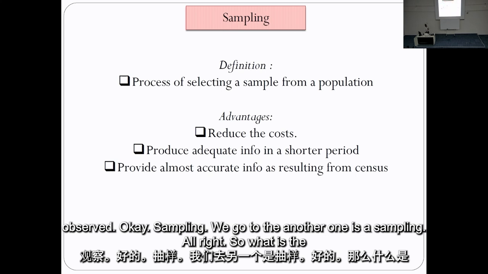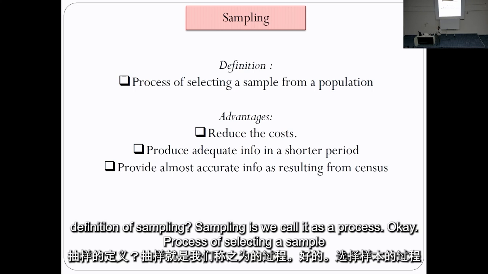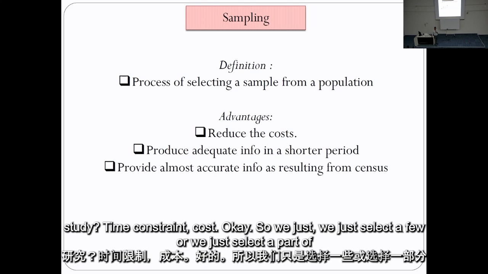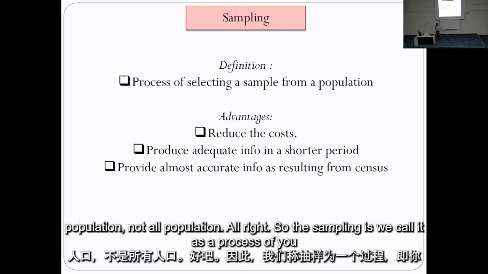Okay, sampling. We go to another topic, which is sampling. So what is the definition of sampling? Sampling is a process of selecting a sample from a population. Why don't we involve all the population in our study? Time constraint and cost. So we just select a part of the population, not all of it.